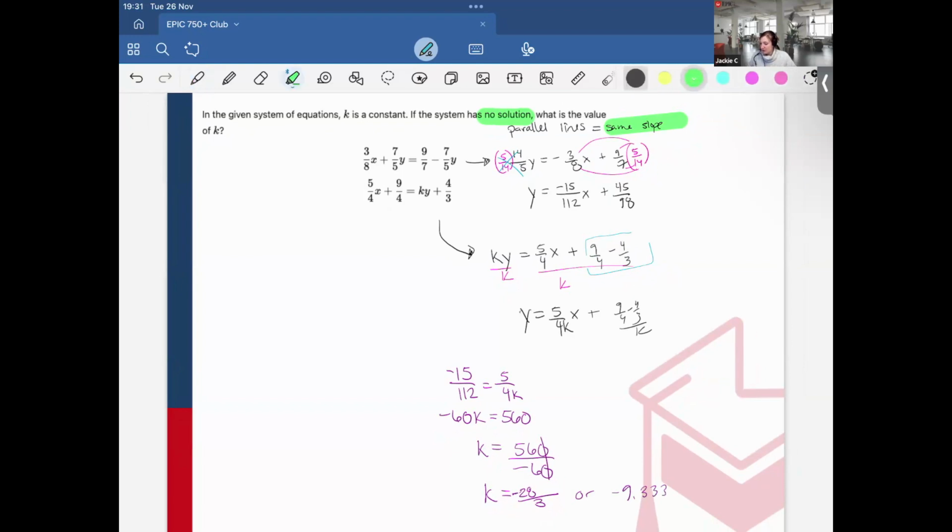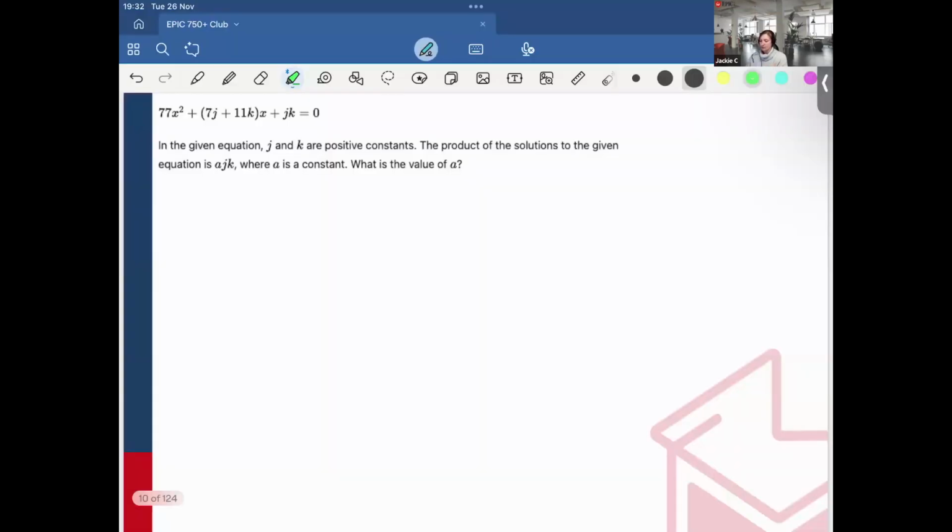Okay. But anyways, main takeaway, remember, step one, always rearrange the equation in terms of y. Then I ultimately just want to set the two slopes equal to each other, because again, no solutions means that the lines are parallel. Okay, next, let's look at this amazing equation.